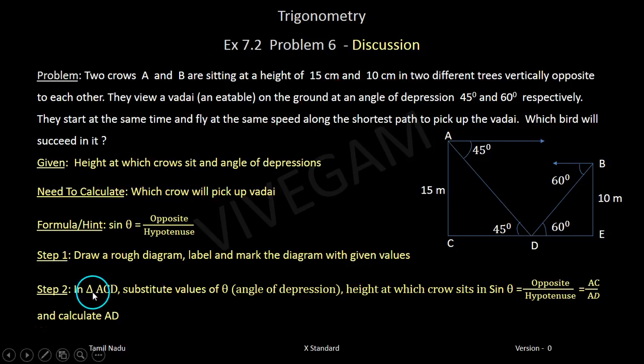Next, in step 2, in the triangle ACD, substitute the value of theta, that is angle of depression, 45 degrees. The height at which the crow sits is 15 meters. In the formula, sine theta equal to opposite by hypotenuse. So what is opposite for sine 45? That is 15 by hypotenuse, that is AD. So sine 45 will be equal to AC, that is 15, divided by AD. From this equation, AD is unknown, we will be able to calculate AD, right?